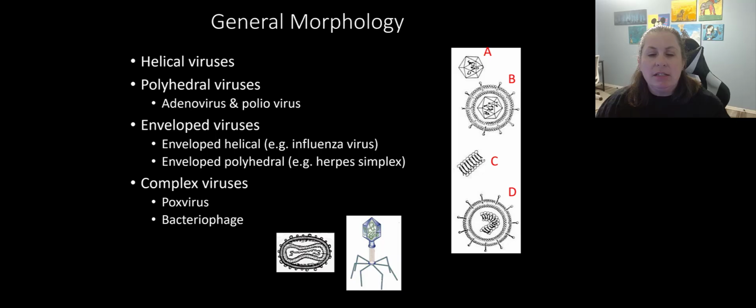Bacteriophages are viruses that infect bacteria. So what's weird about viruses is they will infect anything and everything, from bacteria all the way up to us as humans. They can also infect plants, other animals, protists. They can infect almost any living organism out there.